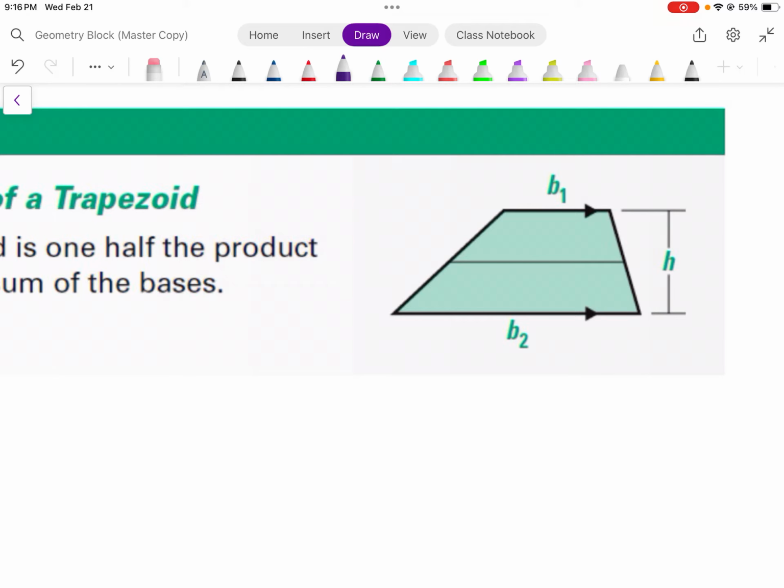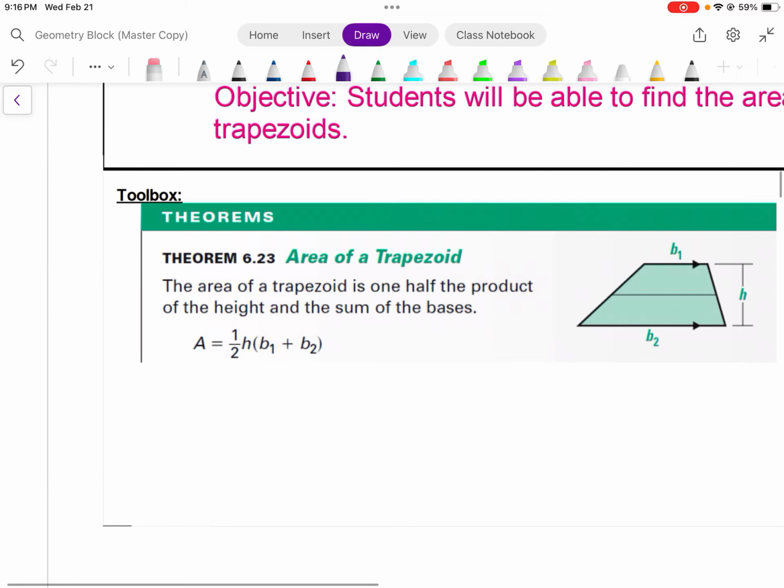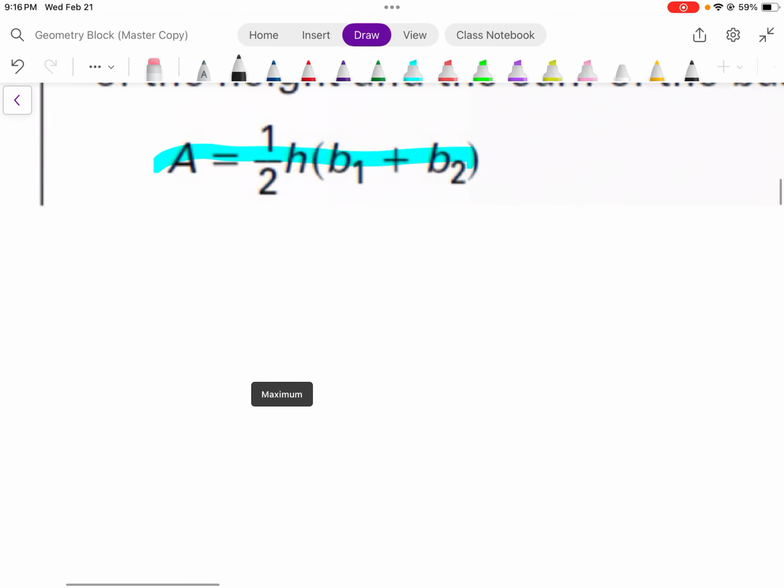Okay, those parallel sides are what we consider our bases. So you notice B1, B2, and the height is the perpendicular distance between your bases. And here is our formula. Again, you're not going to have to memorize it. You're going to have to know that that is the formula for a trapezoid, but you don't have to memorize it.